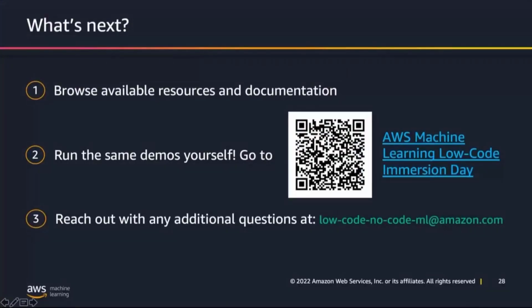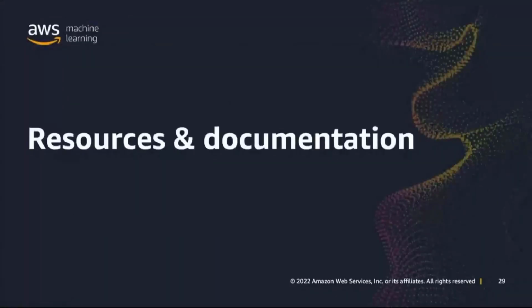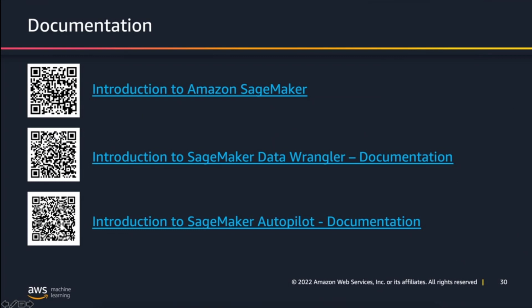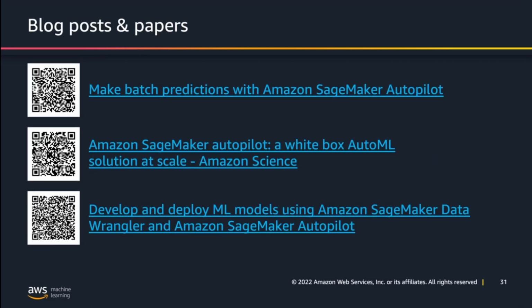Now we are at the end of our webinar. So what's next? First of all, we'll take a look at available resources and documentation. You can run the same demos that we just ran here. Just click on the link or on the QR code and reach out to us with any additional questions at this email address. For the first steps with Autopilot and Data Wrangler, I suggest starting with the SageMaker documentation. Some links are on this page. For more details, you can look into these blog posts and the AutoML paper with a lot of additional information on how AutoML works.